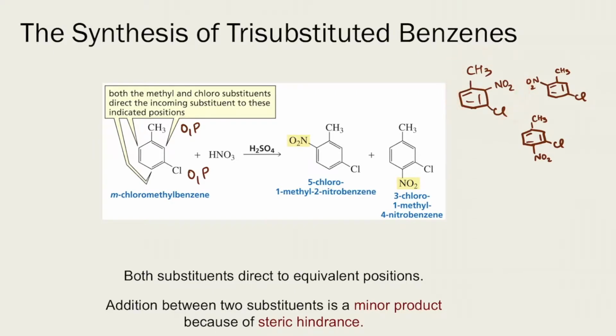But when you consider all these three different compounds that you get, this product right here is not going to be feasible at all, because that's going to put the electrophile in between the two groups, which is going to be sterically hindered. So the electrophile is not going to make its way onto this carbon. So these are the only two products that you'll be getting for this reaction.